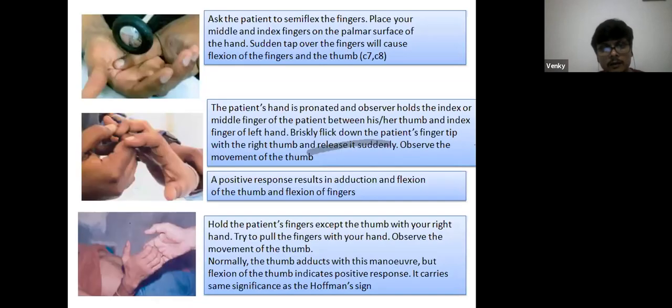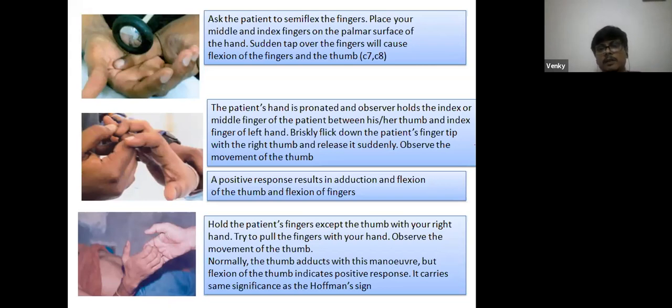Then this is the finger flexion. You should not strike over the palms. Just keep your finger over the proximal phalanges, and ask the patient to slightly flex the fingers, and you tap it. You see the flexion of the fingers and the thumb.